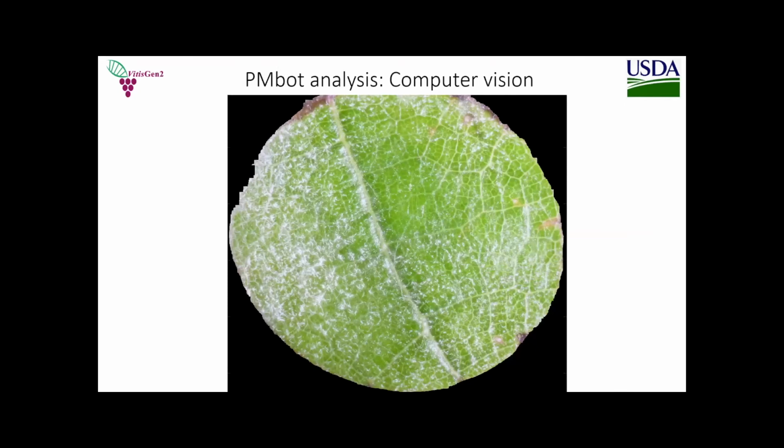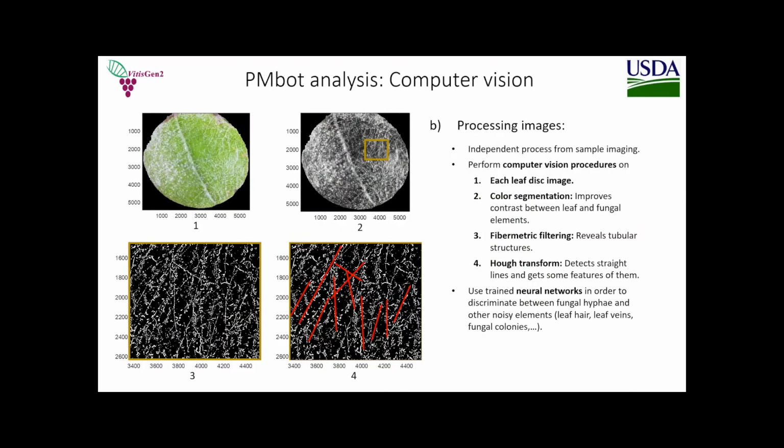And this is just a close-up of what one of those leaf discs looks like. So how that comes into computer vision as a separate step. First, these images are numbered 1 through 4. Number 2 is a step called color segmentation, where we improve the contrast between the leaf and the fungal elements, the hyphae.